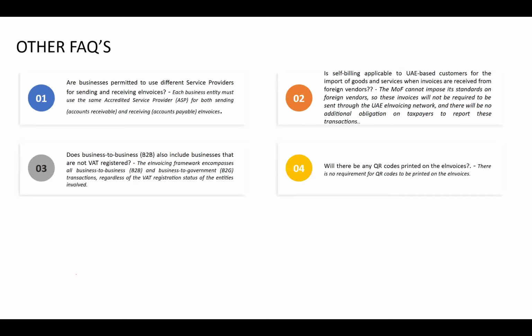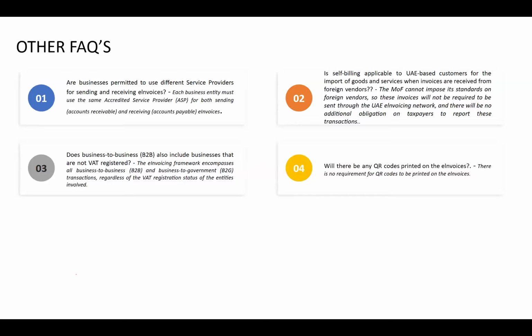Another question may come to mind: what if the B2B businesses are not registered for VAT, do they still need to implement and register for e-invoicing? The answer is yes. As mentioned by Tania, e-invoicing is applicable to all B2B and B2G transactions regardless of their VAT registration.